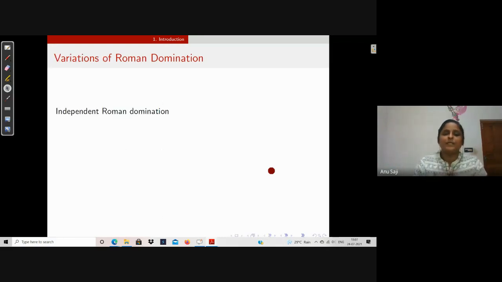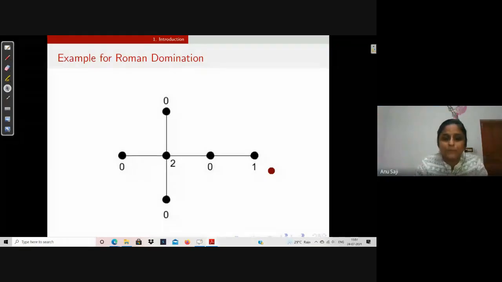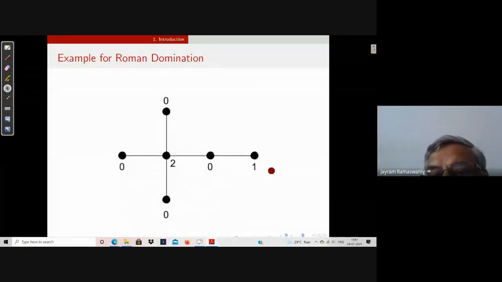Now, there are many variations for Roman domination. Independent Roman domination, that means the... No, in the previous example, you put 2 and 4 zeros and you put 1 for the last leaf. Can we not put 2 or 0 there?